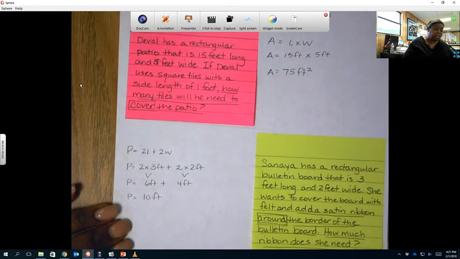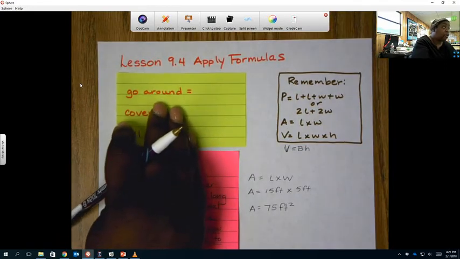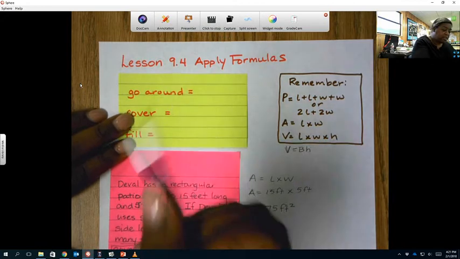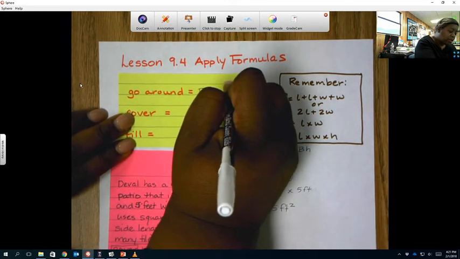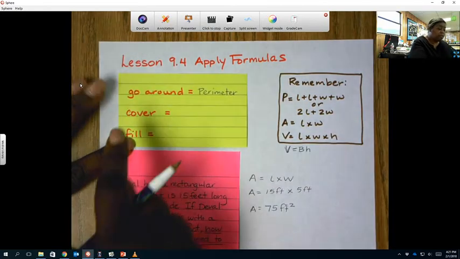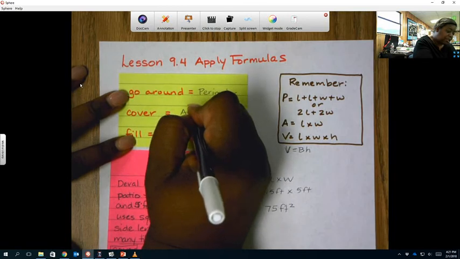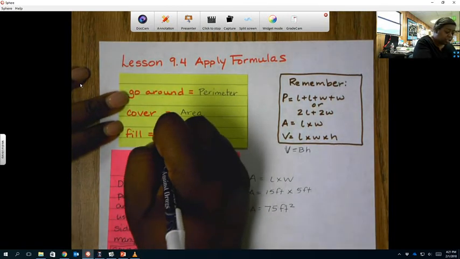So just keep this in mind when you are working with applying formulas. Whenever you see something talking about it's going around something else, that means we're going to be talking about perimeter. Whenever it says we're going to cover something, that means we're going to talk about area. And whenever we're going to fill something, that means we're going to talk about volume.